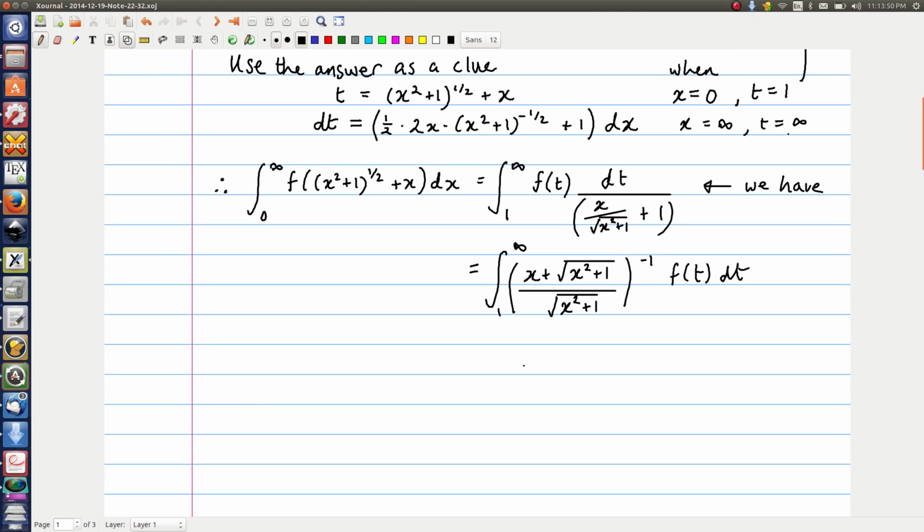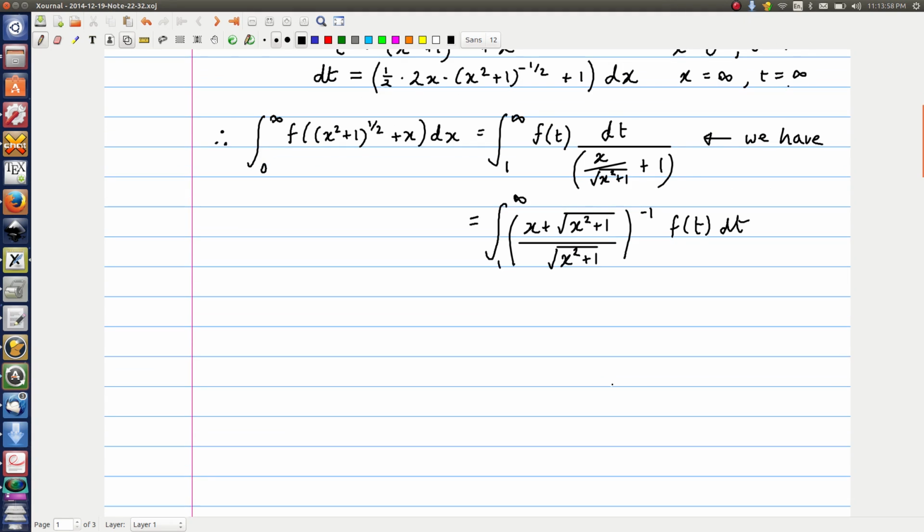And obviously we can flip that fraction over, but we can also notice that the numerator of the fraction we see there, x plus square root x squared plus 1, is in fact equal to t. So that's a simplification already. So I could write that as t over square root x squared plus 1, from 1 to infinity, f(t) dt.